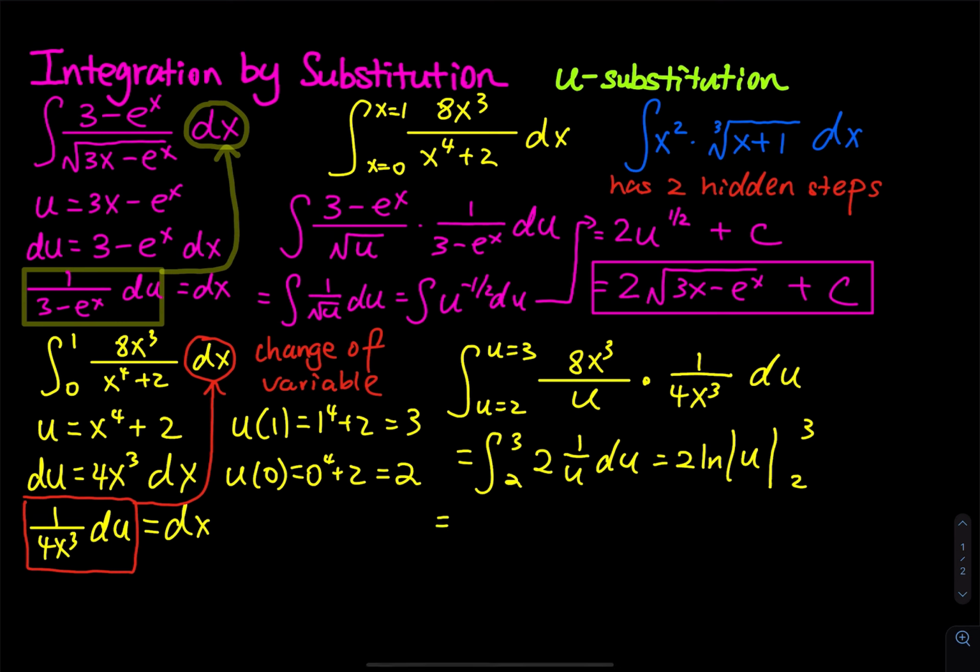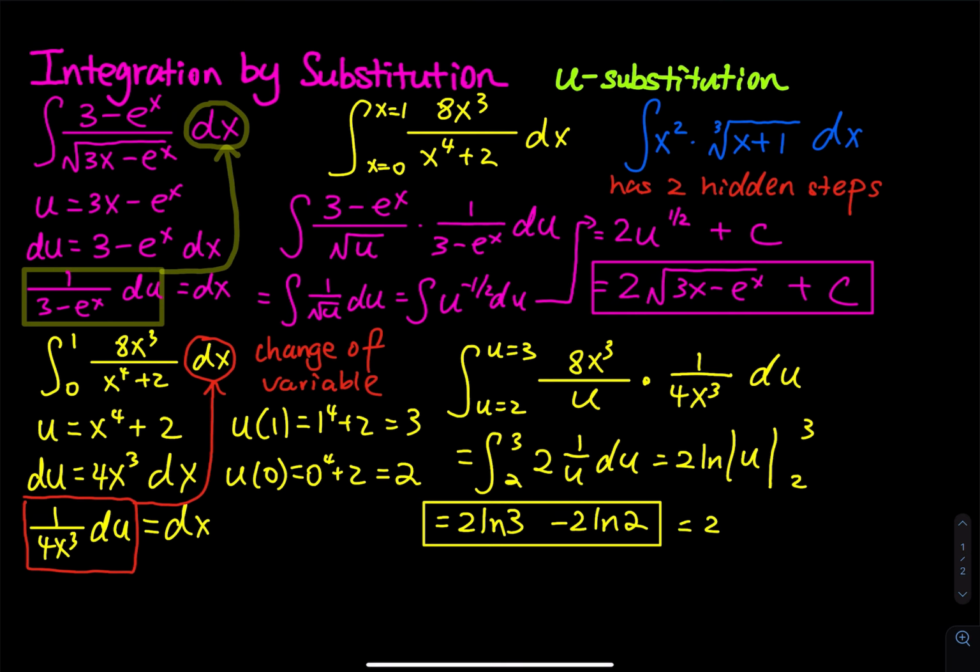So this is 2 ln 3 minus 2 ln 2. How come I got rid of the absolute value? Because 3 and 2 are positive. This is one of the ways to write your final answer, but if you want to go a few steps further, you can factor out the 2.